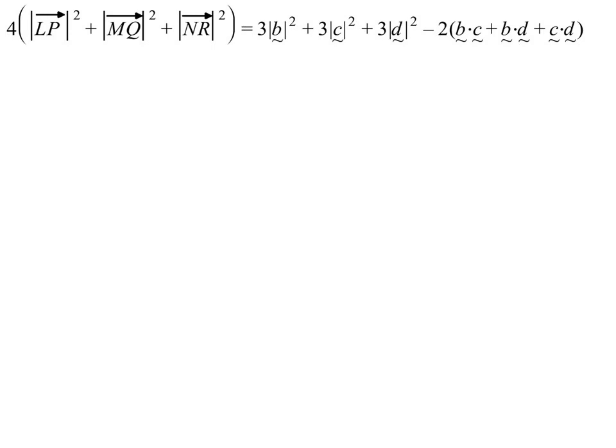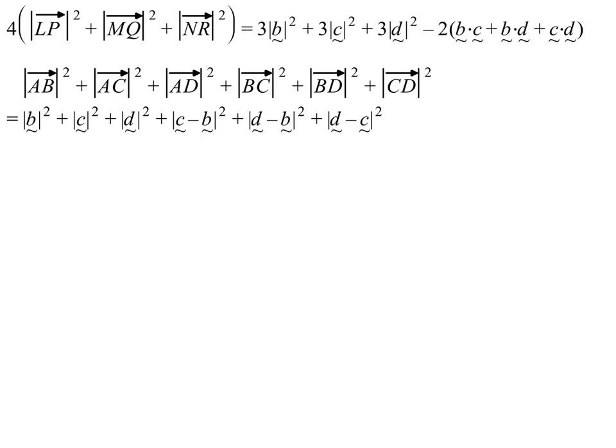Maybe I'll now look at the other side. Let's see if I can show it's the same thing. Now the other one was magnitude of AB squared. Well, we know that, that's magnitude of B. Magnitude of AC is magnitude of C. Magnitude of AD is magnitude of D. BC, I'll go head minus tail. BD, I'll go head minus tail. CD, I'll go head minus tail.